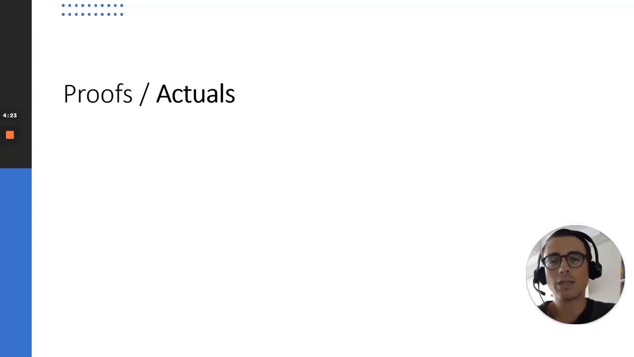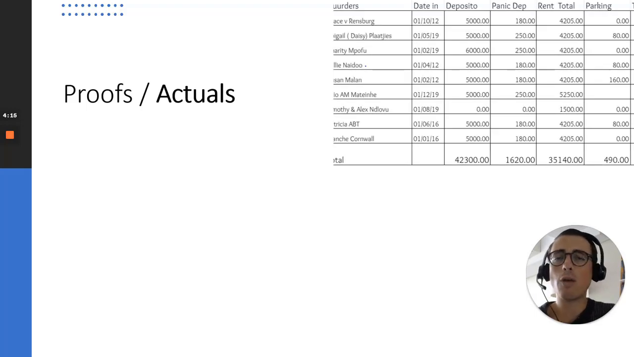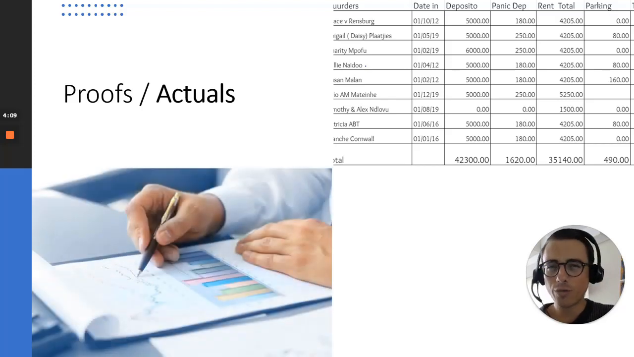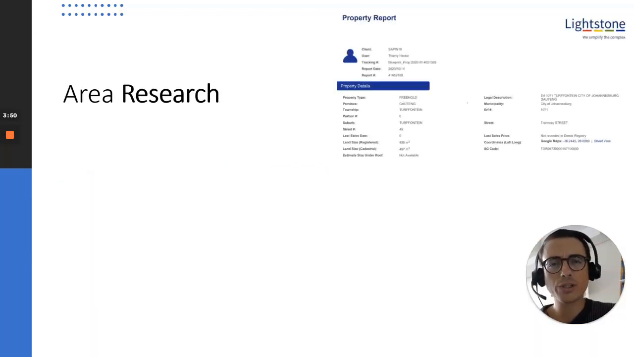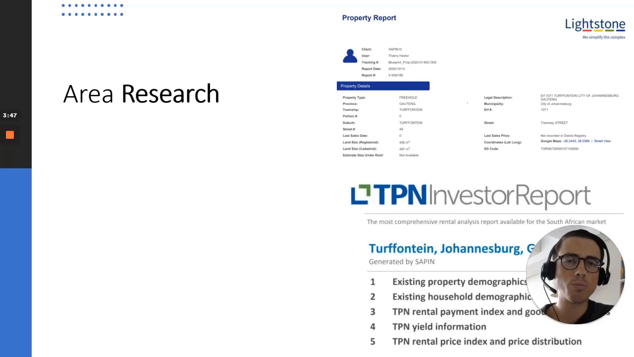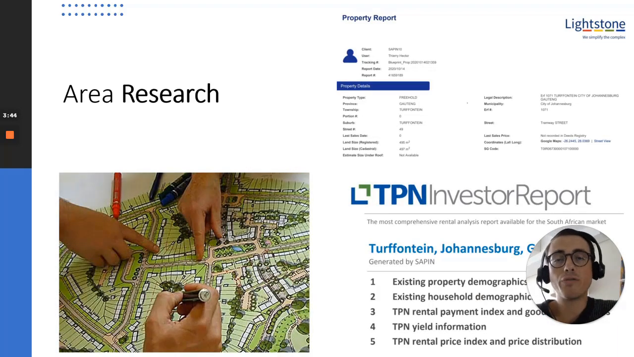Number 2, you want proof or actuals. The only way that me as an investor and most trained investors will make a decision is based on actuals, not on hearsay. So things like giving a rent roll as part of your investor proposal pack to an investor is critical. Providing some sort of annual financial statements of the building if you're investing in a block of flats. And then you're also looking at your utility bills or your levy receipts. Anything that can't really be created by the owner but proves that this is the actual income or expense will go a long way. Area research, providing a TPN report, a Lightstone report, and making sure that any major developments or interests in that area are explained in the proposal.